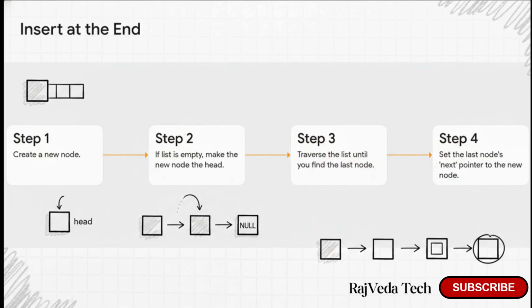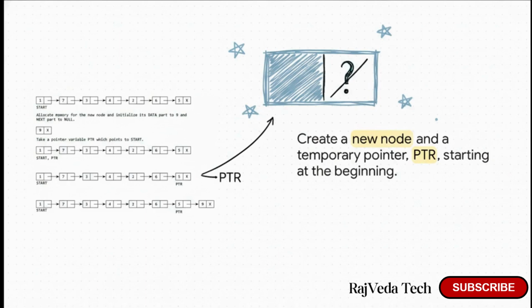We have to traverse the list. That means we hop from node to node to node until we find the one whose next pointer is null. That's our target, the last node. Once we find it, we just switch its next pointer from null so it points to our new node. So let's walk through this journey visually.